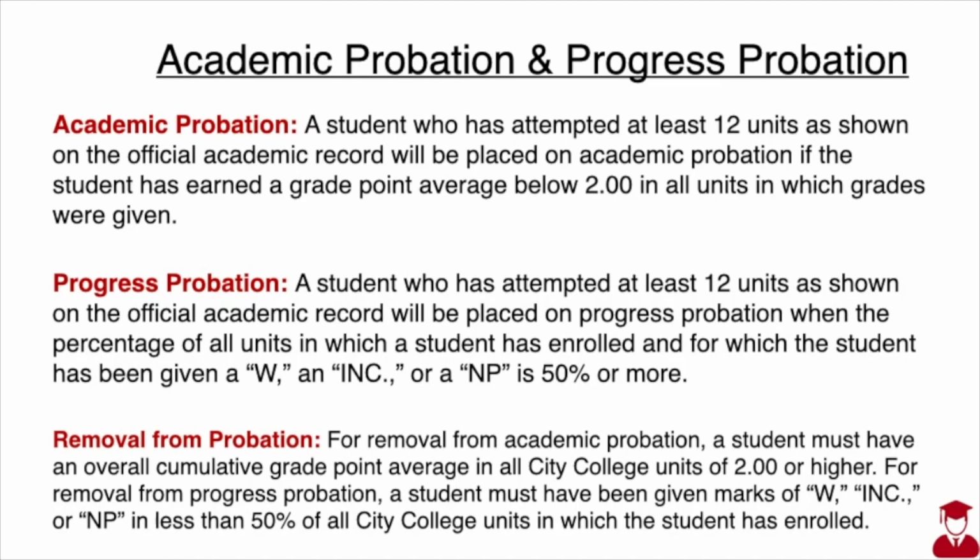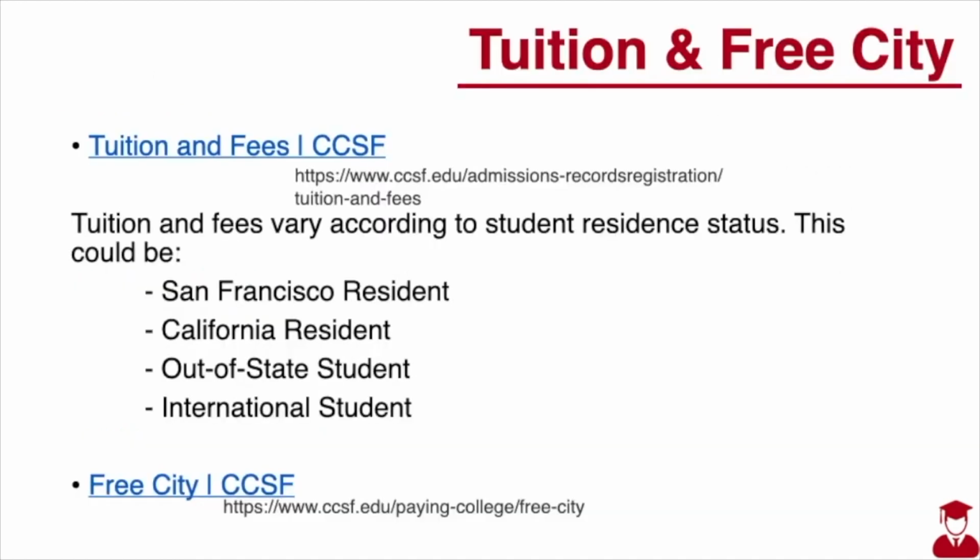Now, when we look at the tuition and the fees and how we're going to pay for college, tuition and fees vary according to student resident status. This could be a San Francisco resident, you could be a California resident, an out-of-state student, or an international student. San Francisco residents qualify for the Free City program depending on how long they have been a resident of San Francisco, which is different for the California resident as well as out-of-state and international. All of the fees vary depending on where you particularly rank on this scale. You can click on the button below for the Free City to see if you qualify.